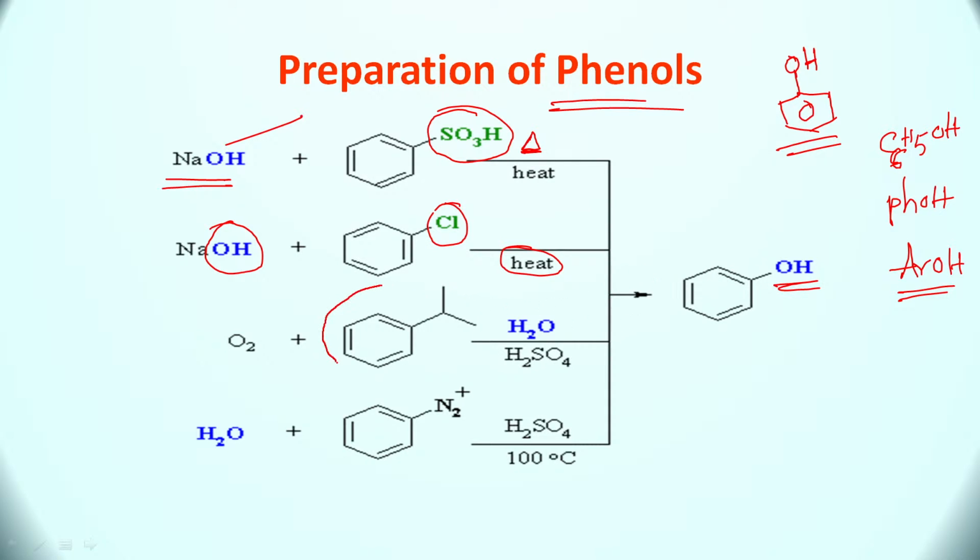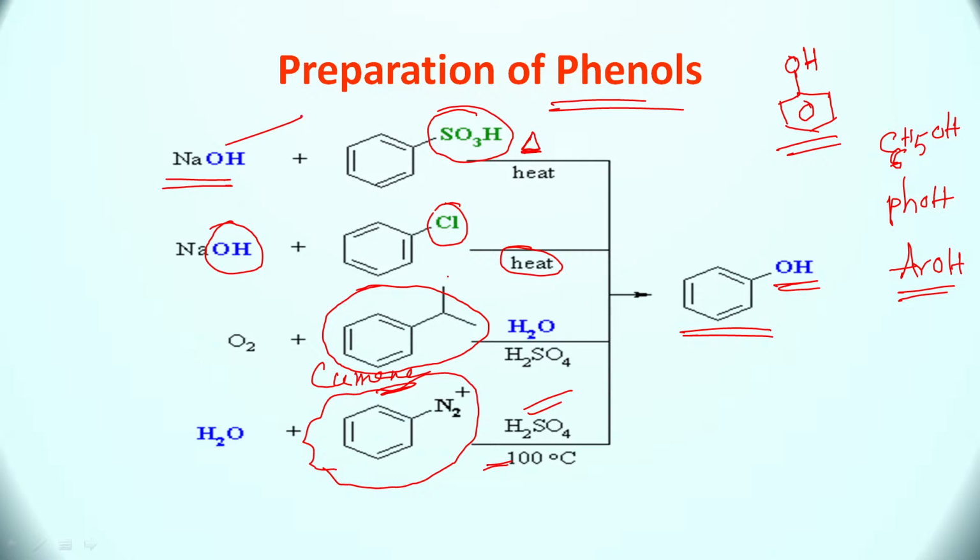And also you can prepare phenol from cumene. This is cumene. You can prepare phenol from cumene by oxidation with atmospheric oxygen. In acidic condition you will get phenol. And also from diazonium salts, in acidic condition at 100 degrees centigrade, there is a nucleophilic substitution reaction. There is a substitution of OH in place of the N2 plus group. So these are the four methods by which you can prepare phenols.